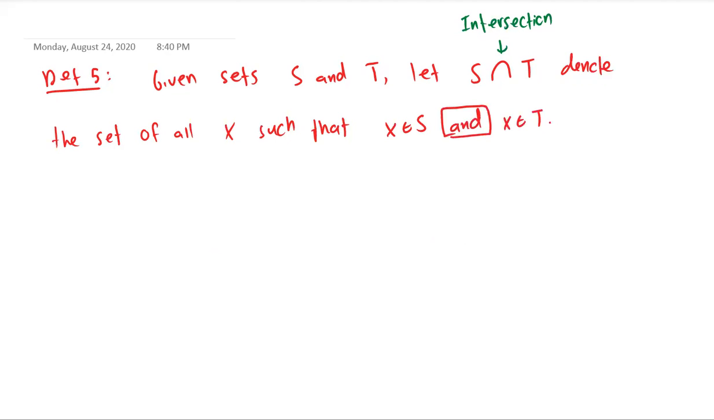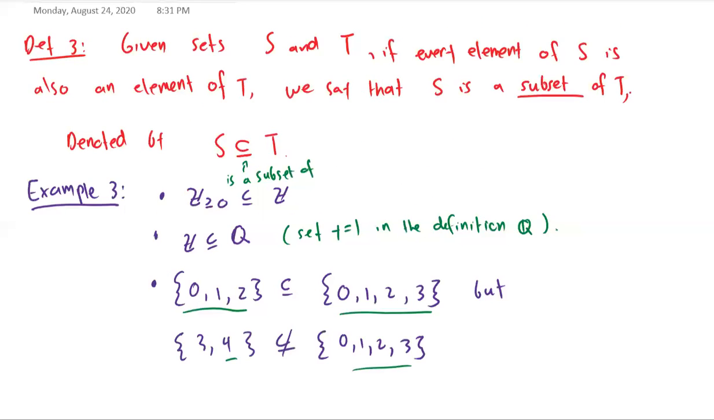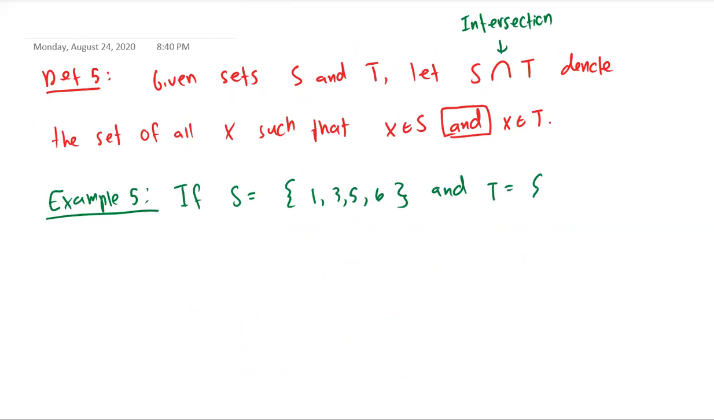So let me give you an example. Let me use the same sets as before. This would be example, let's see, example 5. So again, the same sets as before. So if S is equal to the set containing 1, 3, 5, 6, and T is equal to the set containing the elements 1, 2, 3, and 4, then what is our intersection?